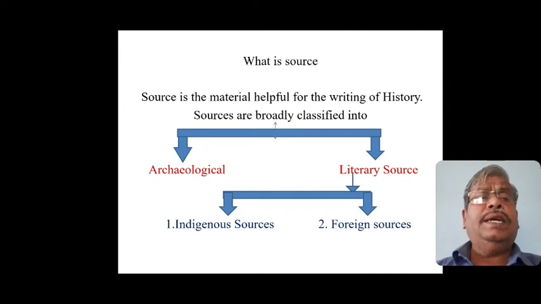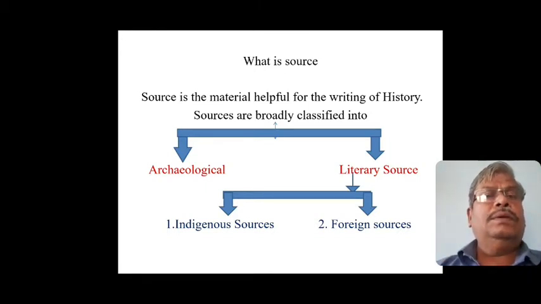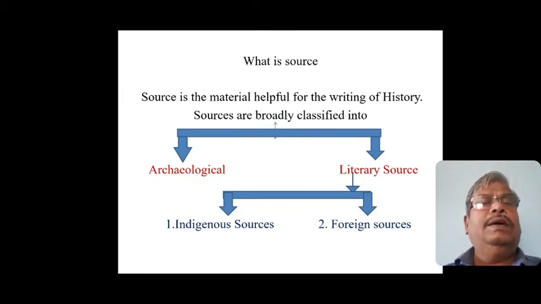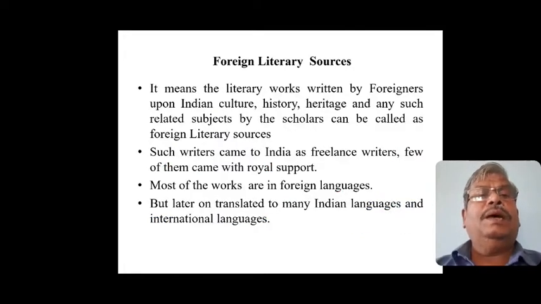Monuments don't contain any information, only we can understand by their art and architecture. Similarly, hero stones also. Similarly, literary sources are classified as indigenous and foreign sources. Here the author is taken into consideration while classifying these sources. Definition is very simple. A book written upon India by foreigners is called foreign literary sources.